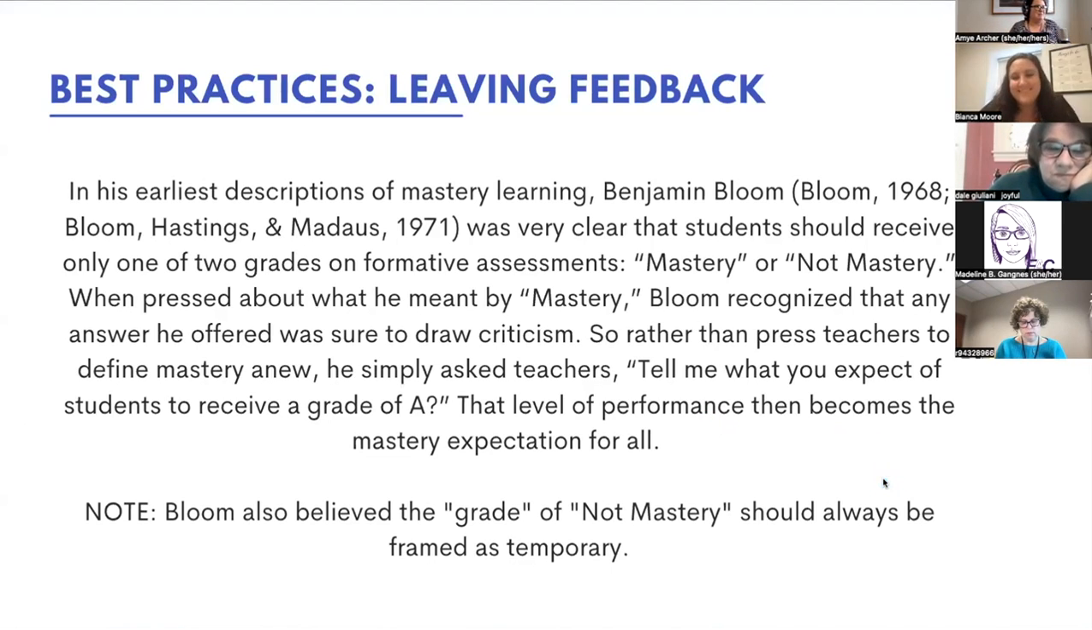All right. In his earliest descriptions of mastery learning, Bloom was very clear that students should receive only one of two grades on formative assessments: mastery or not mastery. When pressed about what he meant by mastery, Bloom recognized that any answer he offered was sure to draw criticism. So rather than press teachers to define mastery anew, he simply asked them, tell me what you expect of students to receive the grade of A, and that level of performance then becomes the mastery expectation for all. And it is important to say that Bloom believed the grade of not mastery should always be framed as temporary.